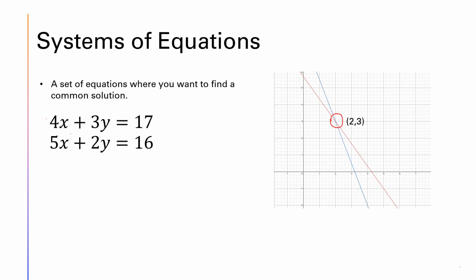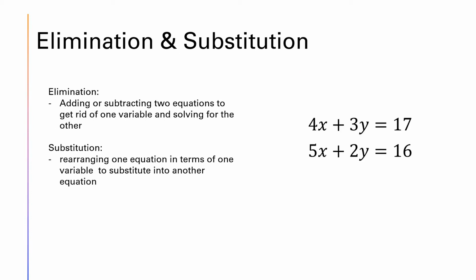But our goal is to try and solve systems of equations without graphing them. So in order to do that, we can either use the elimination or substitution method. Elimination is adding or subtracting two equations to get rid of one variable and solving for the other, whereas substitution is rearranging one equation in terms of one variable to substitute into another equation. This video will focus primarily on the elimination method.